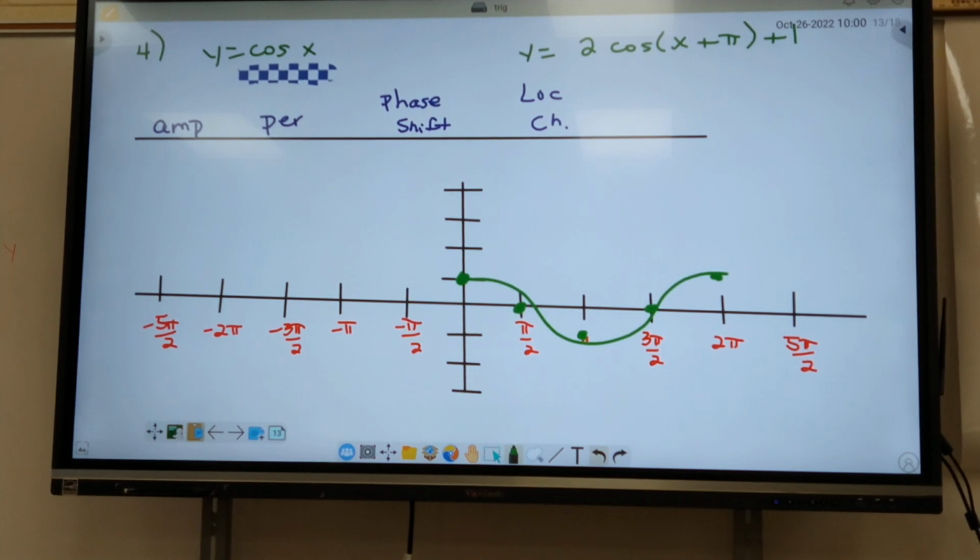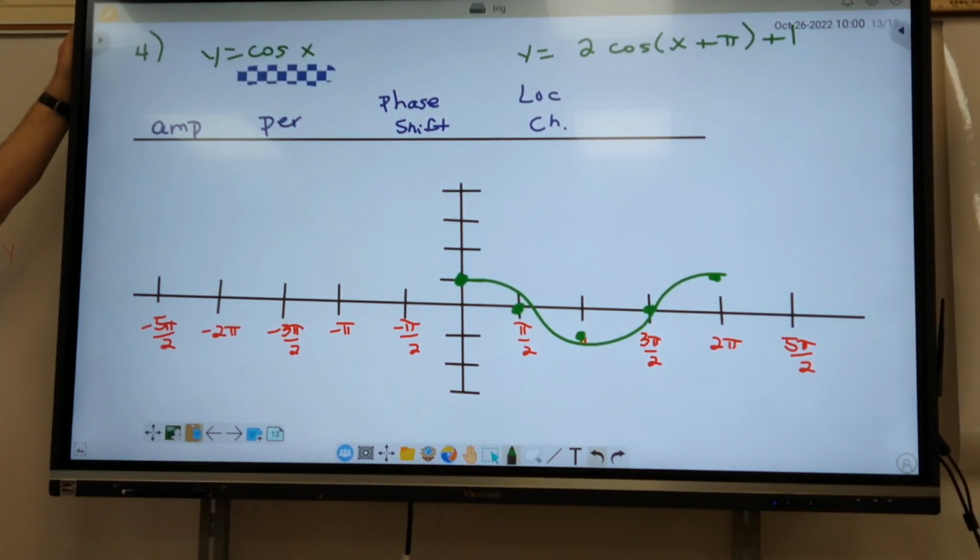Wait, is this going to be on the test? This is on the quiz Friday. Just a quiz Friday. We'll have a test on it later. We'll add some stuff to it. All right, any question about the parent graph? What cosine looks like? No, sir.